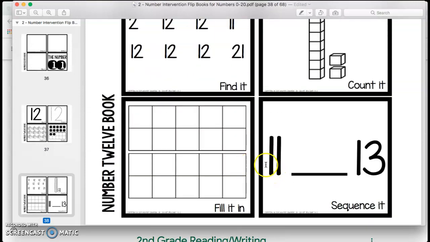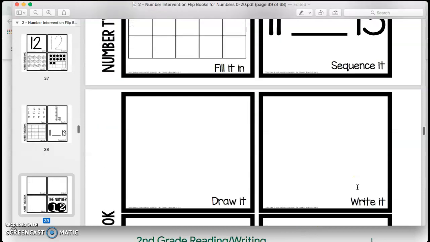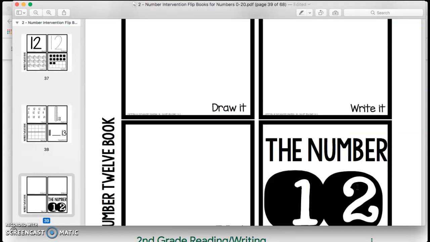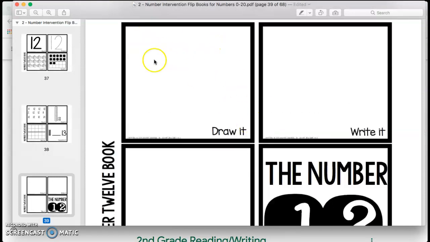Let's come down here. Let's do our sequencing again. So 10, 11, 13. What's missing right here? 11, say 12, 13. So you're going to draw 12 of something, and then you're going to write the number 12.